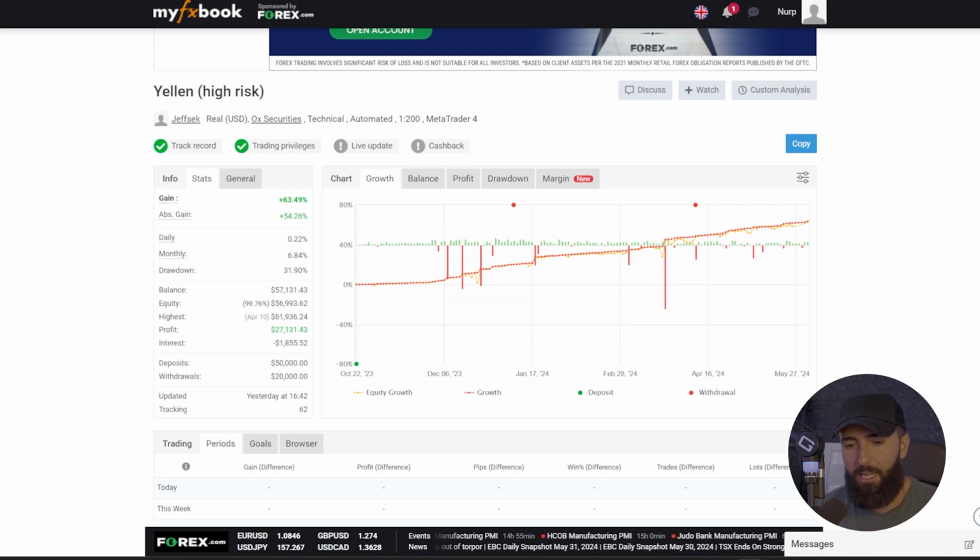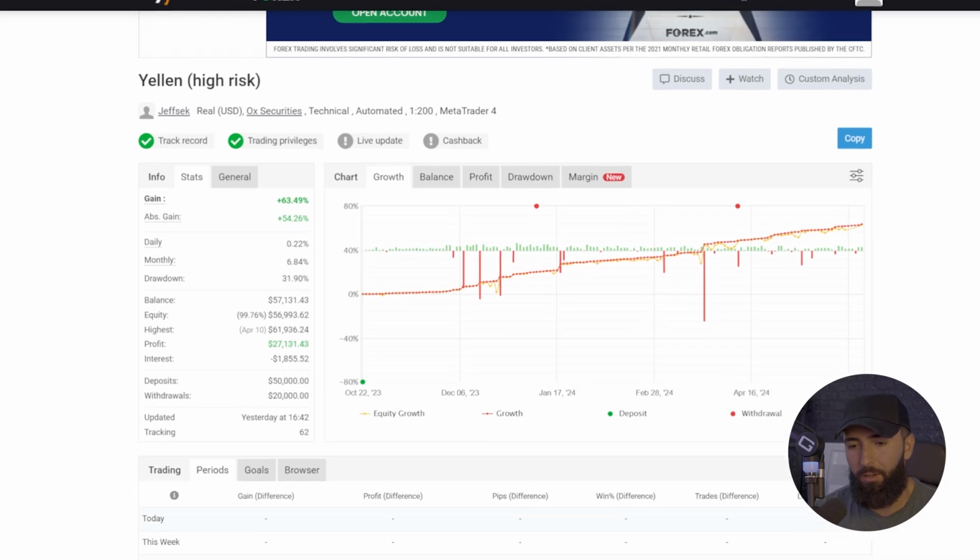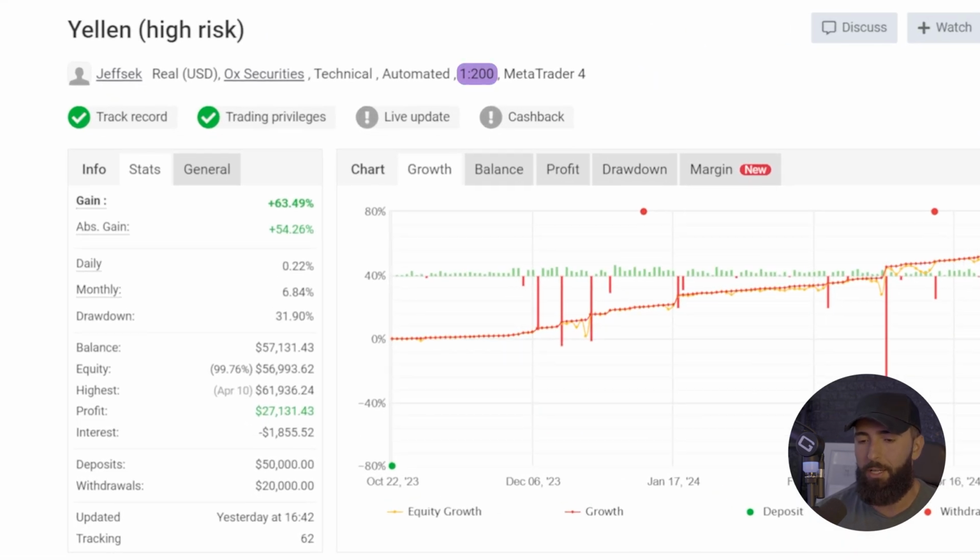Okay, so this is the Yellen high risk. As you could see here, this is a 1 to 200 leverage on this brokerage account. Typically, when you have the higher risk settings, you want to have the higher leverage possibilities because it will utilize the leverage to help it perform as efficiently as possible. So typically, I actually prefer it to be 1 to 500.